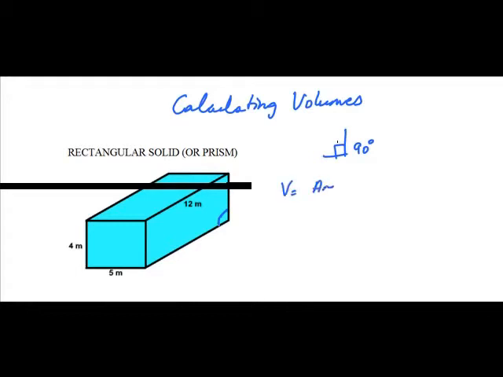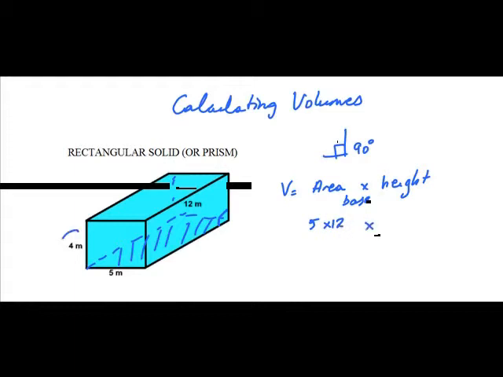be area of the base times height. Now, in this case, area of the base is going to be this base in here, and the area of that is 5 times 12. Then the height is going to be 4. So this problem is 5 times 12 times 4.